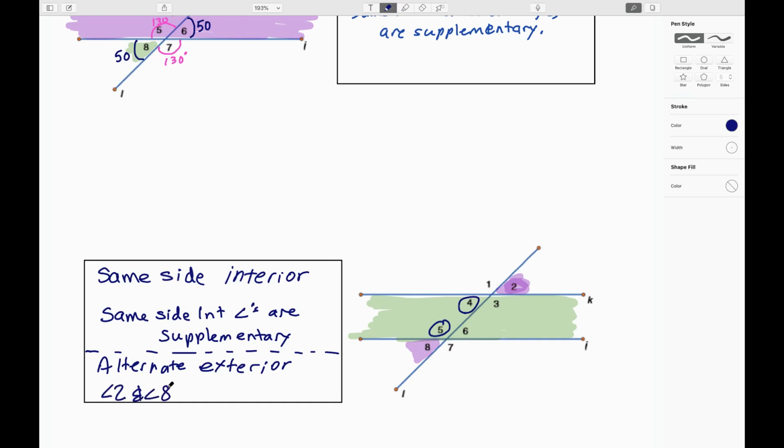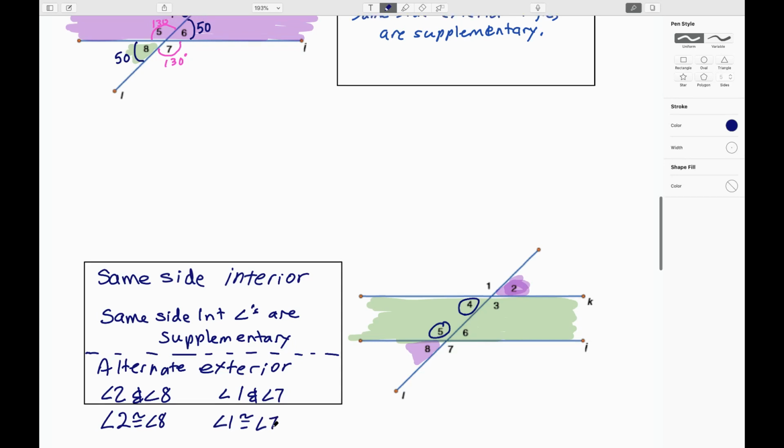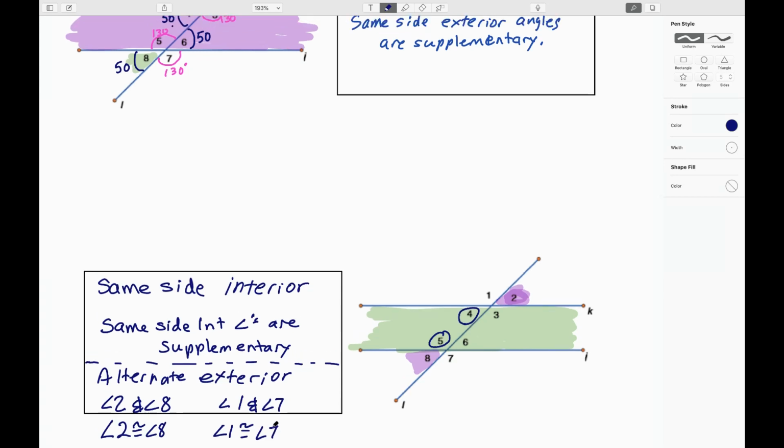And guess what? Are they both the acute angles, or are they one of each? They're both acute. So not only can we say that angle 2 and angle 8 are alternate exteriors, they are congruent. So angle 1 and angle 7 are alternate exterior. Angle 1 is congruent to angle 7. Okay, same side interior. I didn't list those. That's angle 4 and angle 5, angle 3 and angle 6, so that we can list these for the examples.